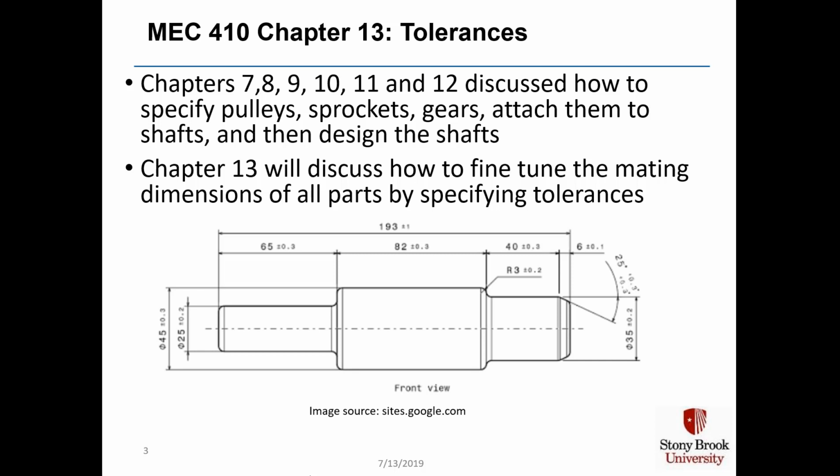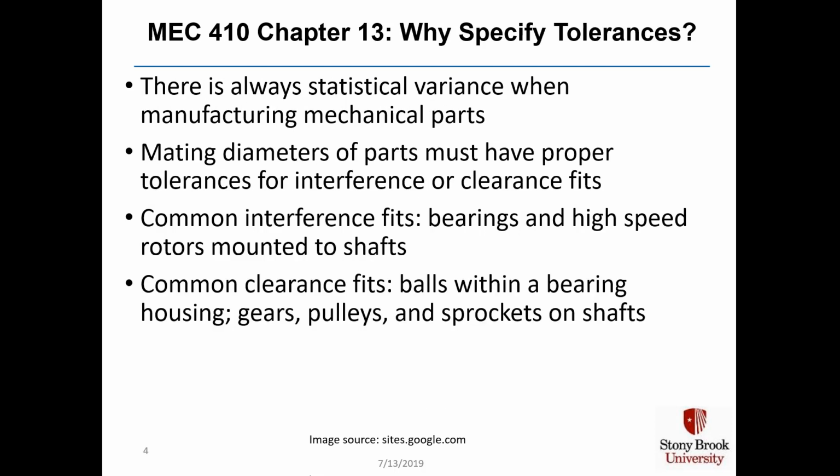on this slide. There's always statistical variance when manufacturing mechanical parts, and the mating diameters of the parts must have proper tolerances for interference or clearance fits. Common interference fits are found in bearings and high-speed rotors mounted to shafts. And common clearance fits include balls within a ball bearing housing, gears, pulleys, and sprockets on shafts.